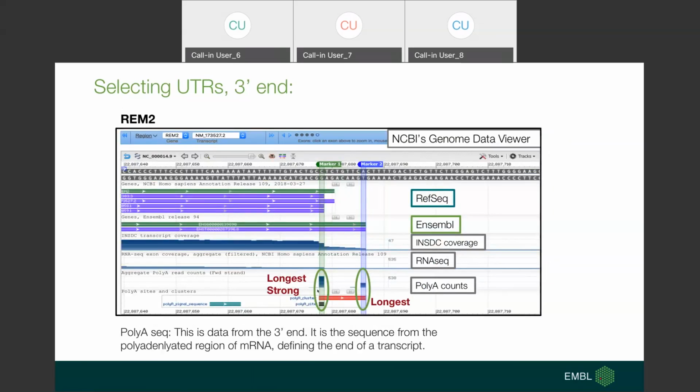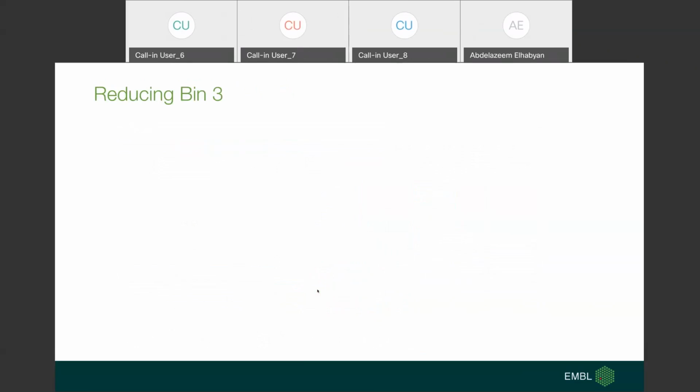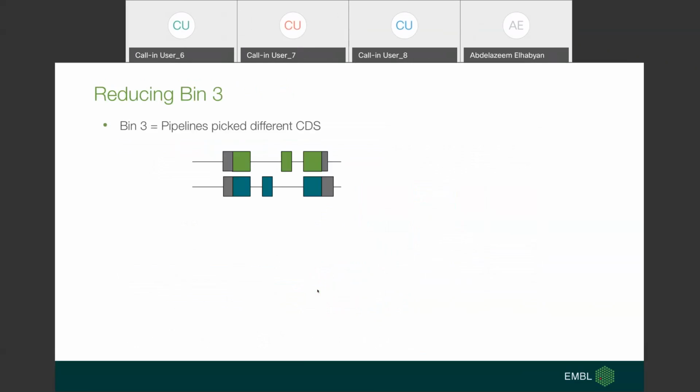the locus. So once we were able to define this algorithm, we were able to significantly reduce that second bin where the differences were only in the UTR. But what about this third bin where the transcripts are totally different? What can we do about that?